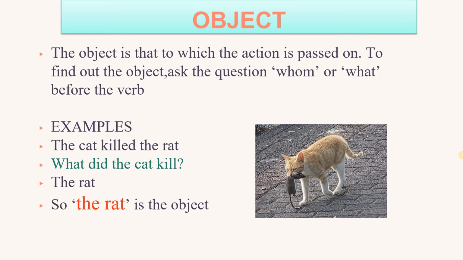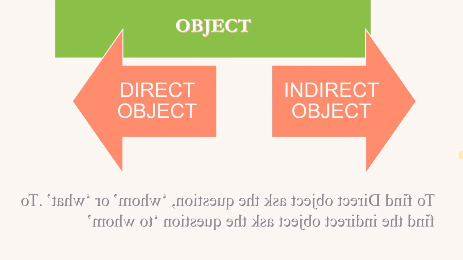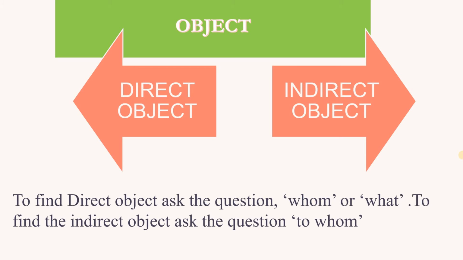That is object. அதாவது வாட் என்ற கேள்விக்கு எது பதிலோ அது வந்து ஆப்ஜெக்ட். வாட் இட் த கேட் கில்? த ரேட். ஸோ த ரேட் இஸ் த ஆப்ஜெக்ட். Again the object. There are two types of object: direct object and indirect object. To find direct object, ask the question whom or what. To find the indirect object, ask the question to whom.